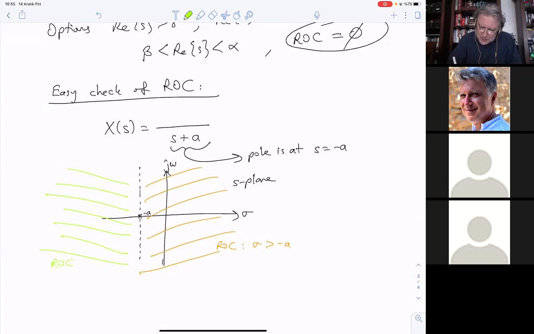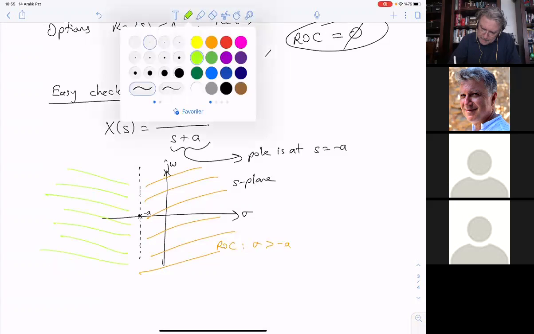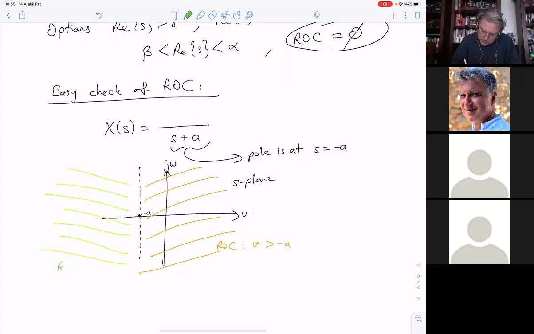Well, this is quite invisible. Excuse me about that. I'm going to delete it and write it with a darker color. The region of convergence is sigma less than minus a. Okay, so two options: less than minus a or greater than minus a.